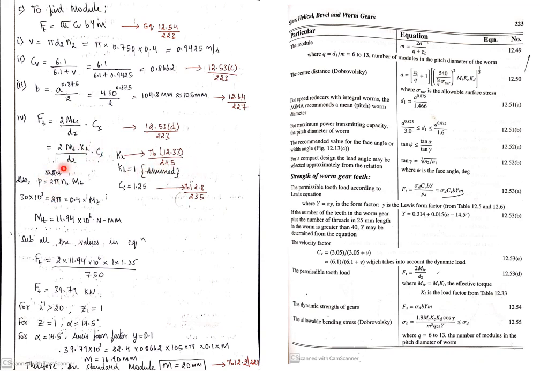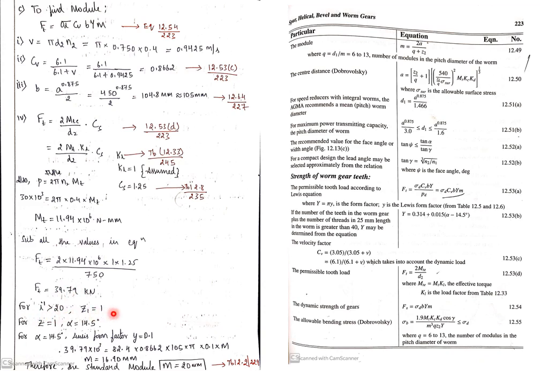So from here, to find the value of MT, you can use the power formula. If you substitute all, you get MT. Substitute back in the FT formula and you get the value of FT. This is the tangential tooth load. That is done. Now we know that I dash is greater than 20.